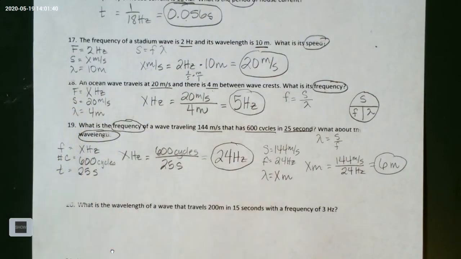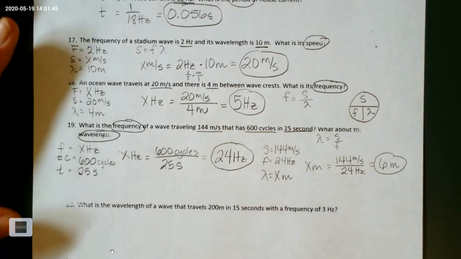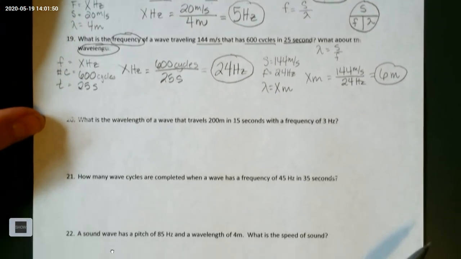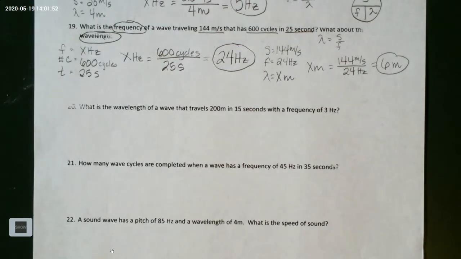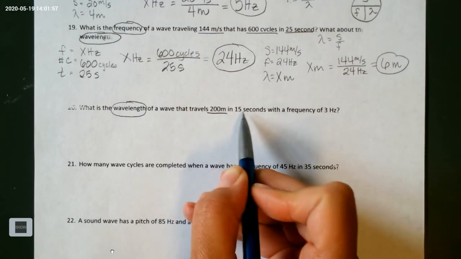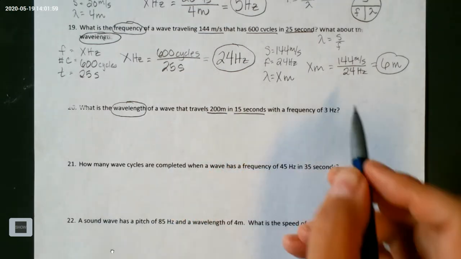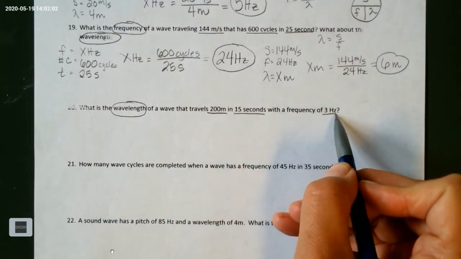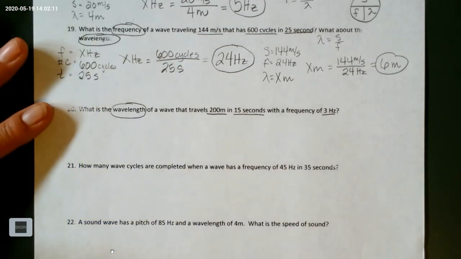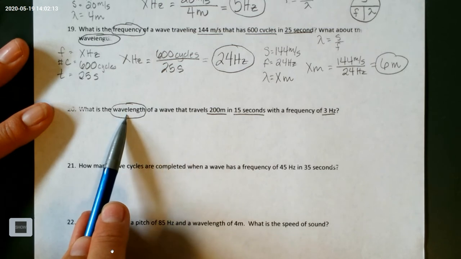Okay, so far we have found all the way through 19, so we're going to do number 20. So number 20 is, what is the wavelength of a wave? So we're looking for wavelength. And the wave travels 200 meters in 15 seconds with a frequency of 3 hertz. So now that we're looking for wavelength, we have a bunch of information to look through right now. And we have to figure out what is the actual information we need to find wavelength.